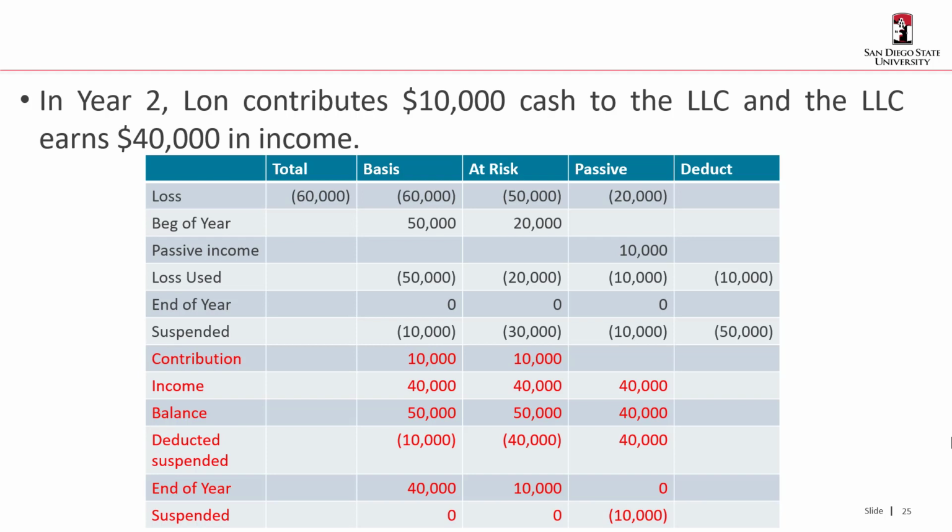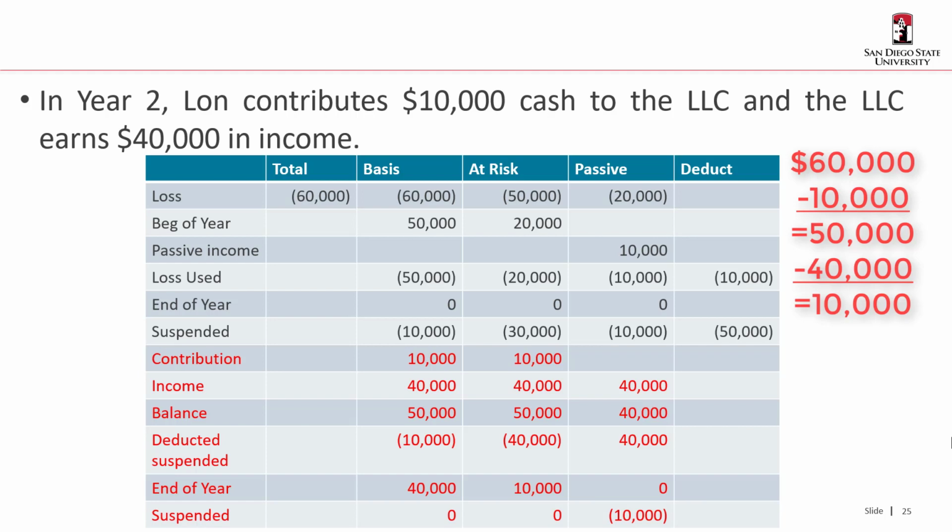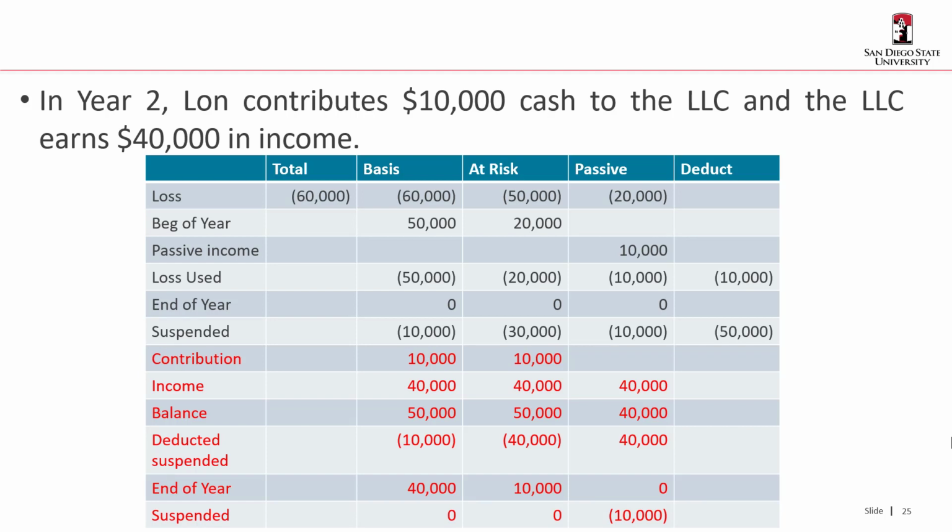Okay, so let's summarize this one last time. Last year, Lon generated a $60,000 loss. Let me rephrase that. He was able to deduct $10,000 of that loss last year as a result of the $10,000 of passive income. This year, he's eligible to deduct $40,000 more of that loss. So he's up to $50,000 total, which leaves $10,000 suspended at the end of year 2. Okay, if you're totally confused, no surprise. As I said, this is one of the most difficult conceptual areas of the tax code.